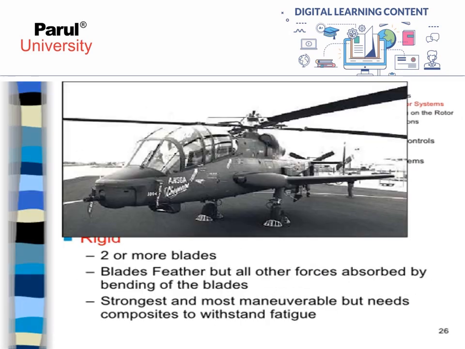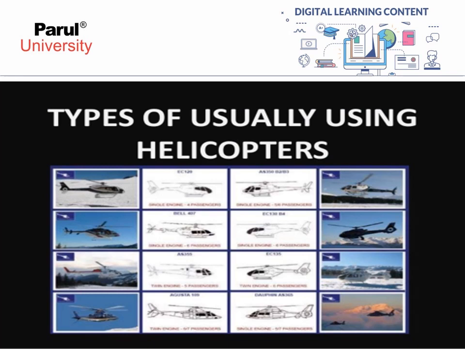Now the rigid types of rotor system is one in which we are using 2 or more blade feathers, but all other forces are absorbed by bending of the blades. It is the strongest and most maneuverable, but needs composite to withstand fatigue in this type of rigid rotor system. Now okay, going for the next is the types of usually used helicopters.